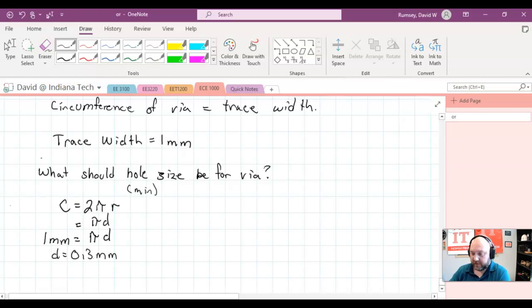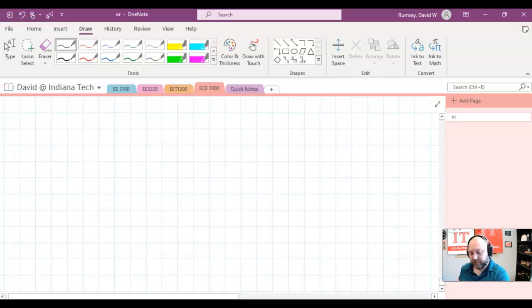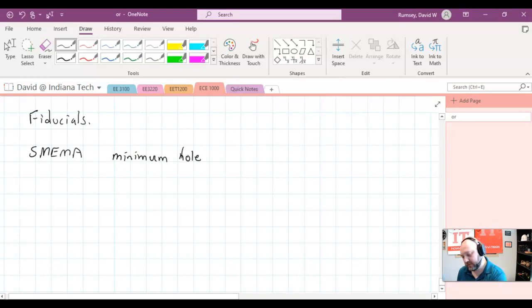All right, so then we also have fiducials. Now, there is no IPC standard for how big a fiducial needs to be. But because fiducials are used in manufacturing processes, you sometimes have to use manufacturing standards. One manufacturing standard is SMEMA. I don't know what that stands for off the top of my head, but this particular standard states that the minimum hole size is 1 millimeter, and the maximum hole size is 3 millimeters.